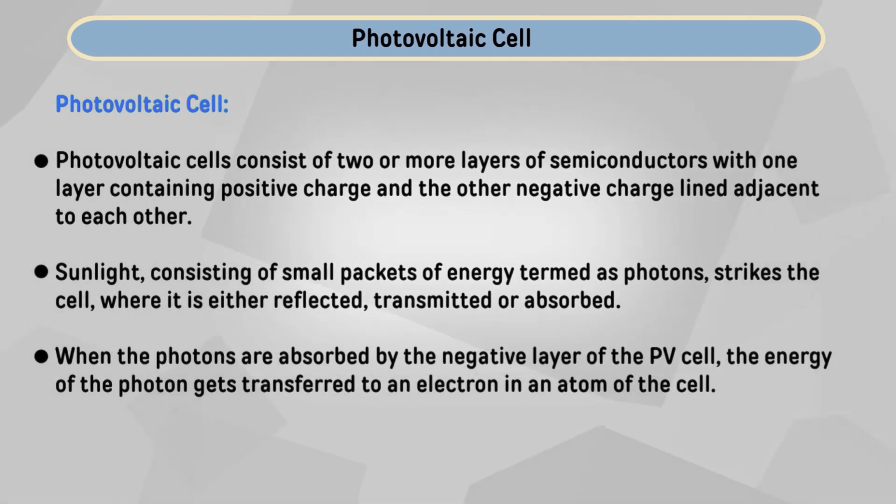When the photons are absorbed by the negative layer of the PV cell, that photovoltaic cell, the energy of the photon gets transferred to an electron in an atom of the cell. So, that energy transfer from photon to electron is taking place here.